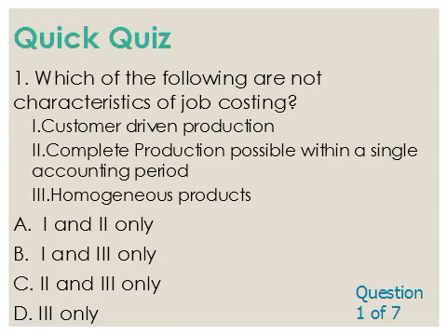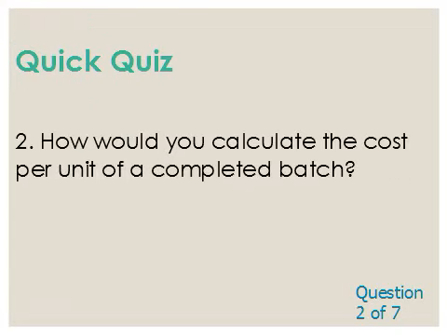Quick quiz. Question 1. Which of the following are not characteristics of job costing? 1. Customer-driven production. 2. Complete production possible within a single accounting period. 3. Homogeneous products. A. 1 and 2 only. B. 1 and 3 only. C. 2 and 3 only. D. 3 only.